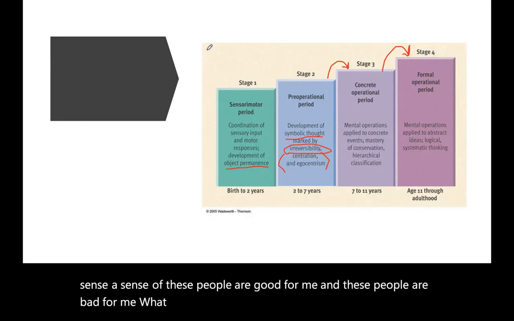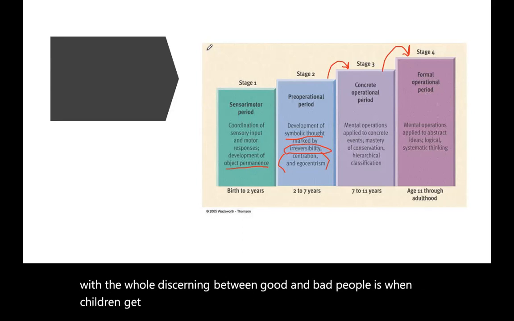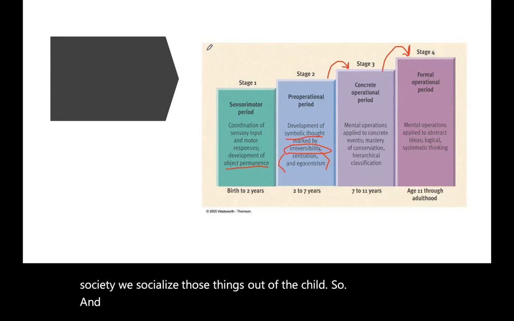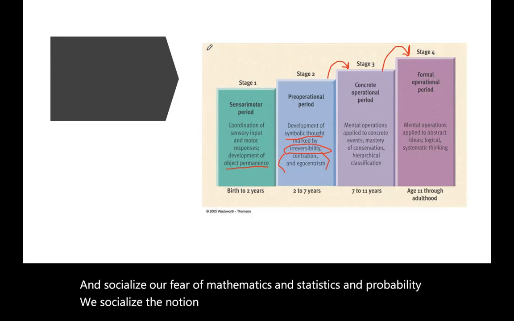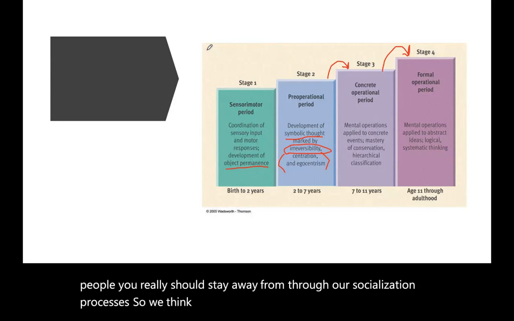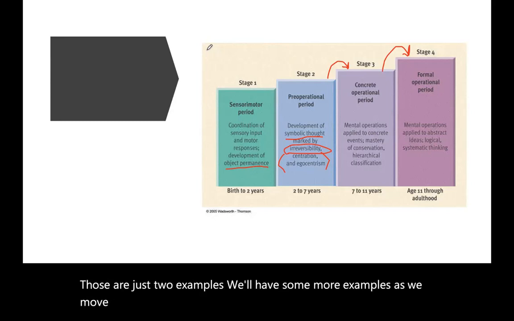What we think happens with the whole math thing and with the whole discerning between good and bad people is when children get into language, they get into socialization, that as a society, we socialize those things out of the child. So we socialize our fear of mathematics and statistics and probability. We socialize the notion of people you really should approach and people you really should stay away from through our socialization processes. So we think that's what happens with those capacities. Those are just two examples. We'll have some more examples as we move into this specific stage of development, hopefully maybe starting next week.